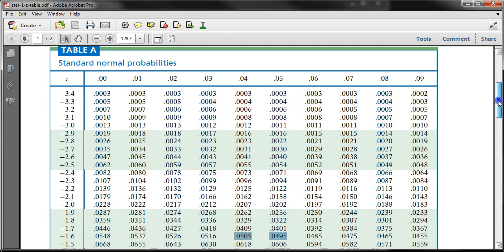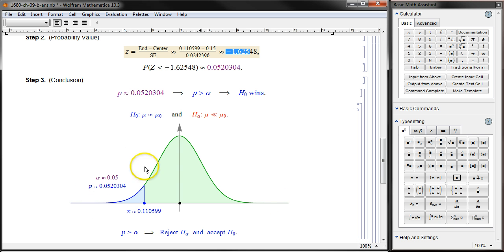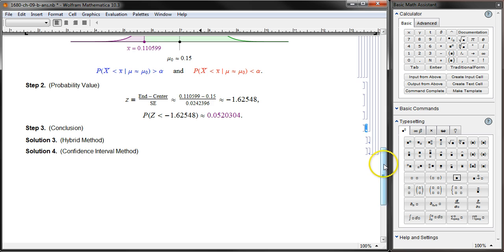Negative 1.63, negative 1.63, 0.0516, dangerously close, but still it's a little bit bigger than 0.05, so consequently too big to disregard, so fail to reject the null hypothesis, so consequently reject the alternative and accept the null hypothesis. We end up with the same conclusion. A little bit confusing, isn't it?